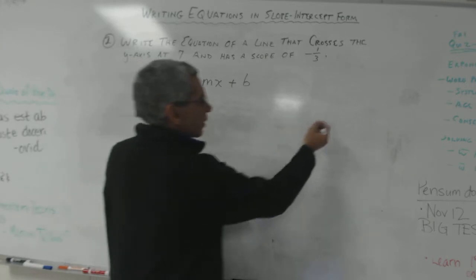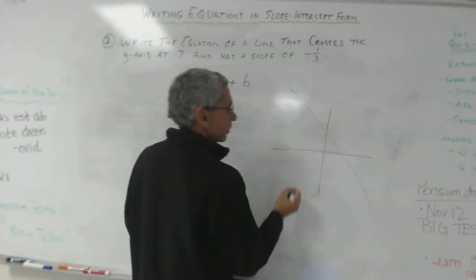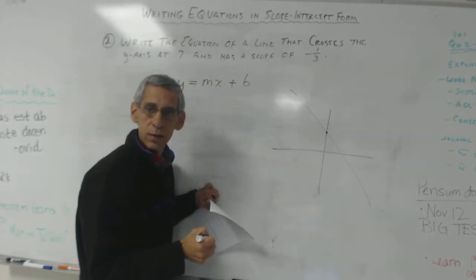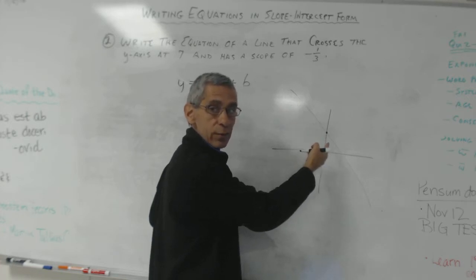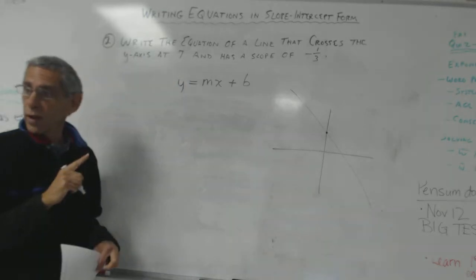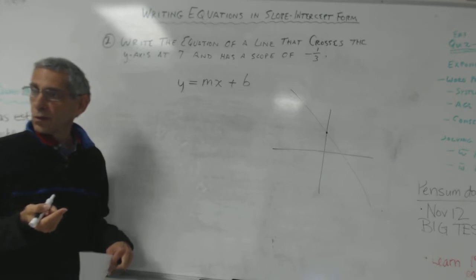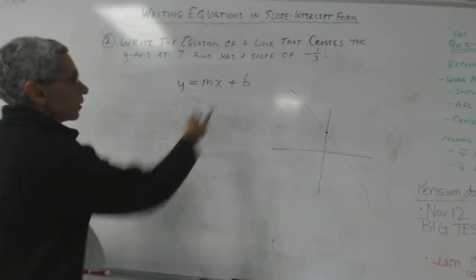Think about it. If you've got a graph and you have a line, it crosses the y-axis right there. It's intercepting the y-axis there. It is the y-intercept. The same thing. So that is really just a different way of wording the exact same kind of problem. Crosses the y-axis is the y-intercept. Okay? And then the slope is that.